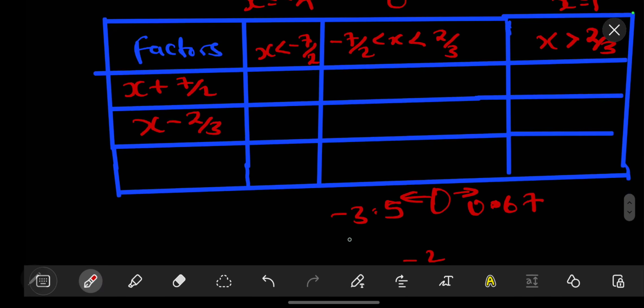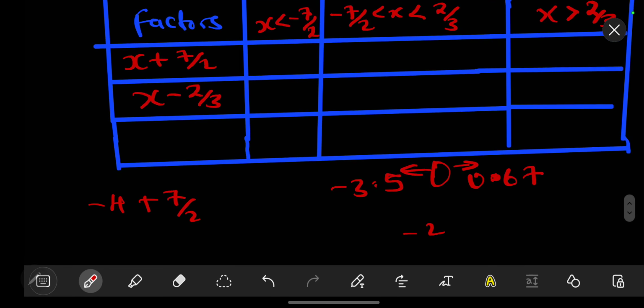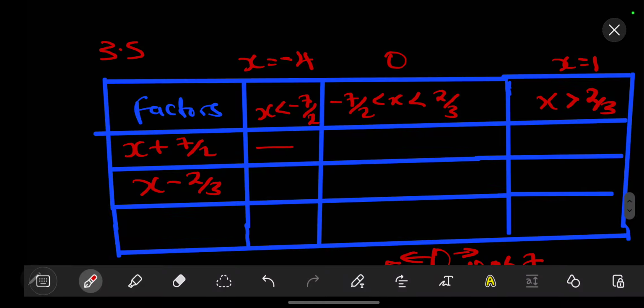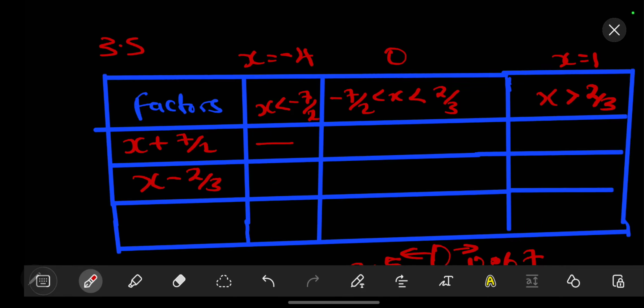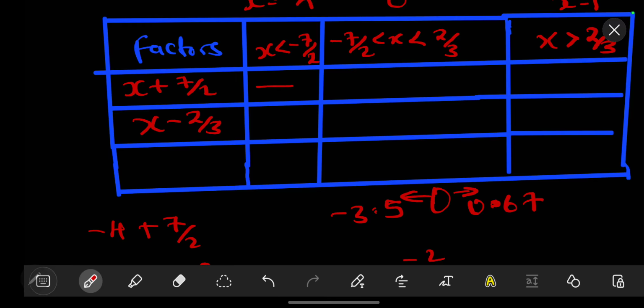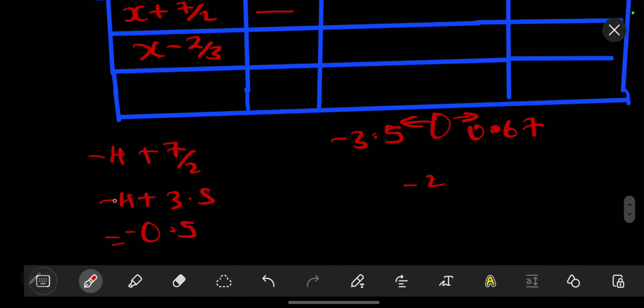If we put our negative 4 here, it will be negative 4 plus 7 over 2. We know that 7 over 2 is 3.5. So negative 4 plus 3.5 will give us a negative 0.5. So it will be equal to a negative at this point. We are going to use the same negative 4 without wasting time.